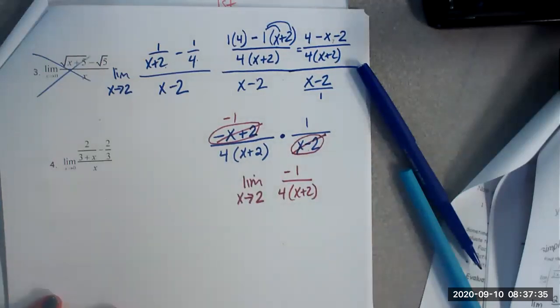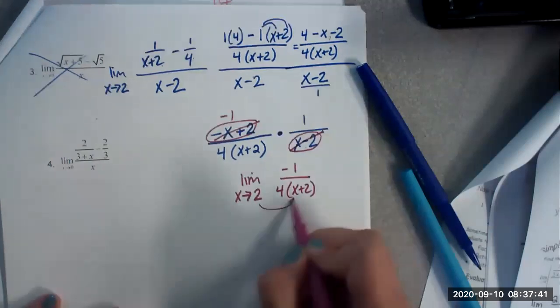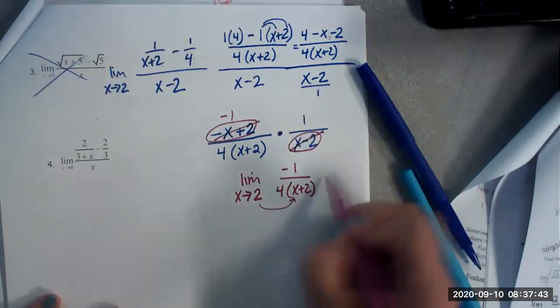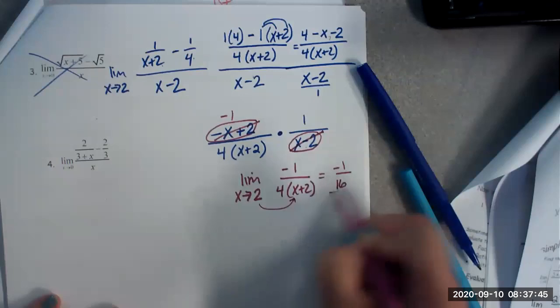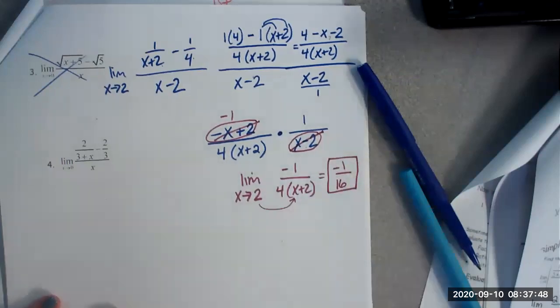The limit as x approaches 2. Can I plug in 2? I can now plug in 2 right here. 4 times 4 is 16. After all of that, my answer is negative 1/16.